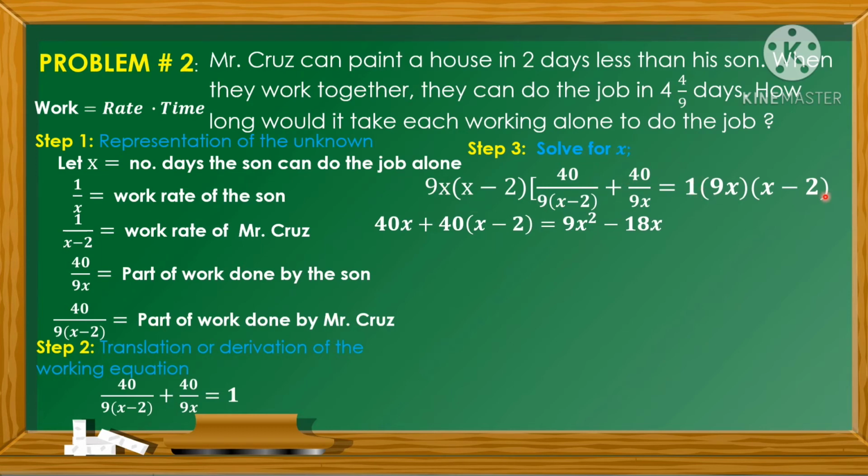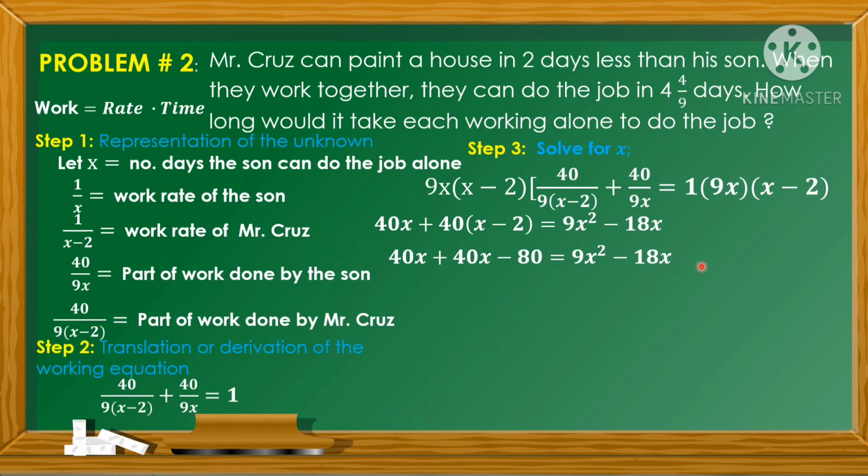Tapos, ito naman, i-multiply mo itong 1 times 9x times x minus 2, magiging 9x squared minus 18x. Tapos, i-distribute natin itong 40 times x minus 2. Kaya, ang magiging result natin dyan ay 40x minus 80. Kasi 40 times x, 40x, 40 times negative 2, negative 80, rather. So, itong 40x at saka 40x, i-combine natin, magiging 80x yan.